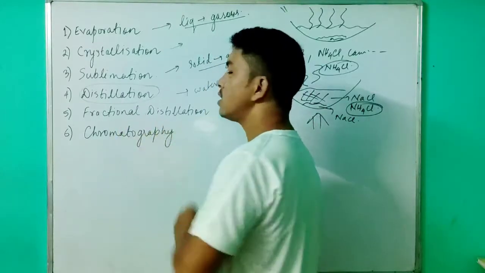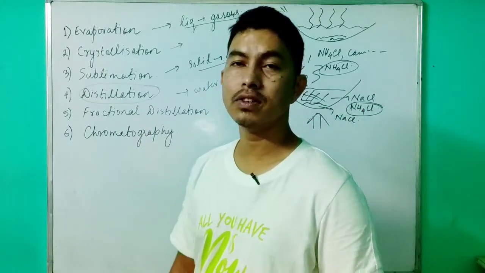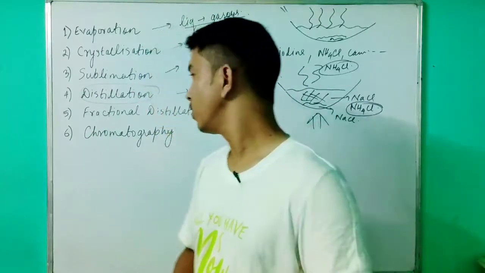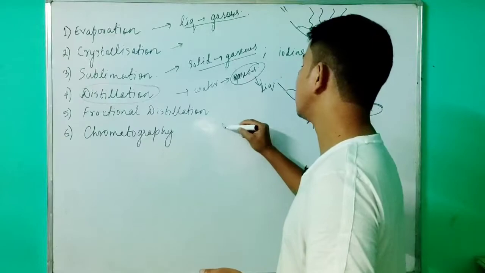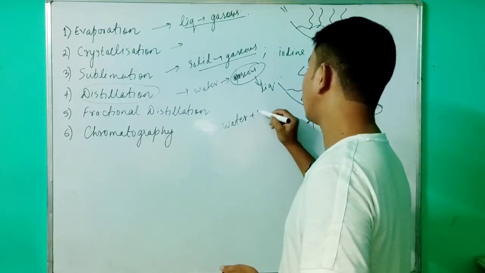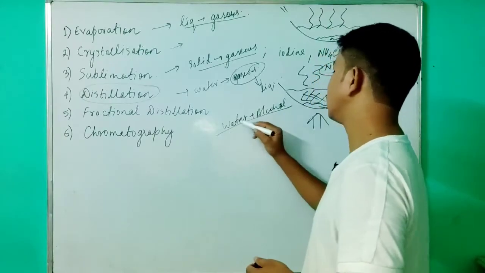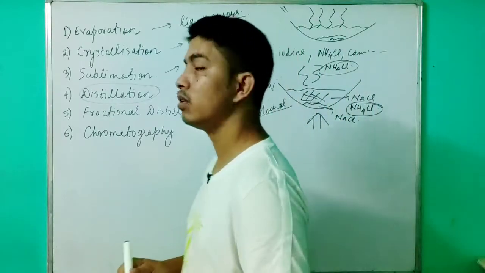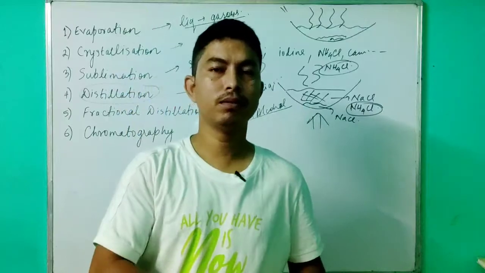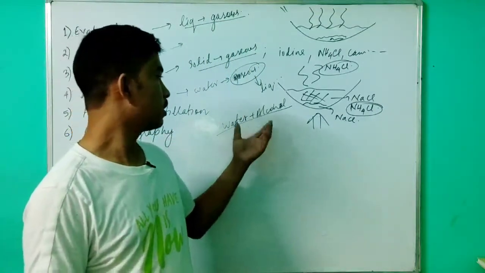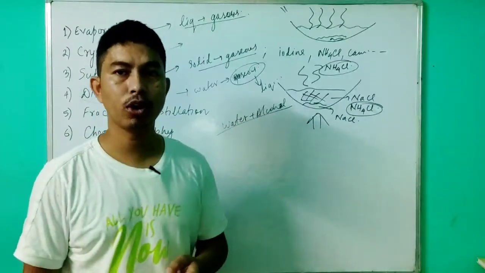Then we have fractional distillation. Fractional distillation is utilized in separating two miscible liquids, like a mixture of water and alcohol. We cannot separate a mixture of water and alcohol simply by removing the alcohol from the water. We know that both of them have different boiling points.